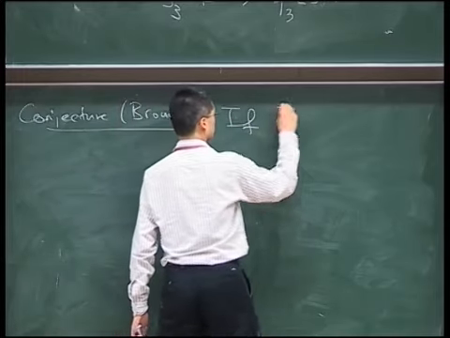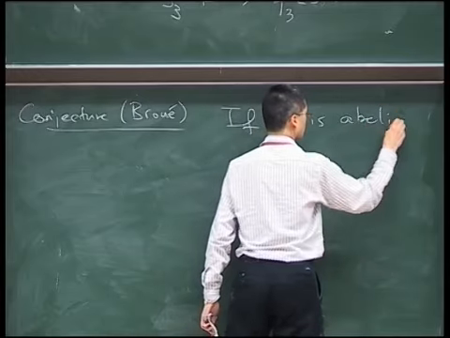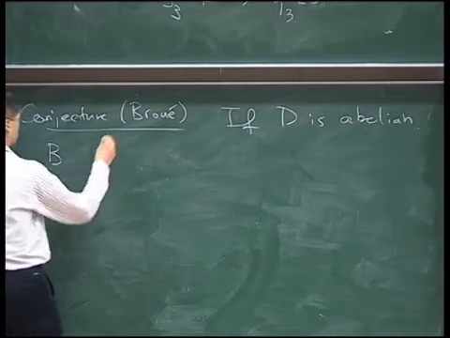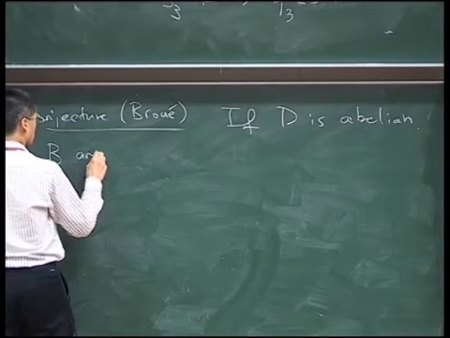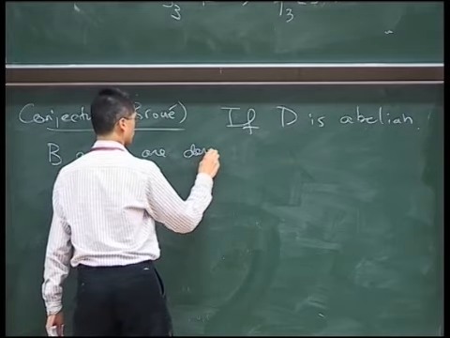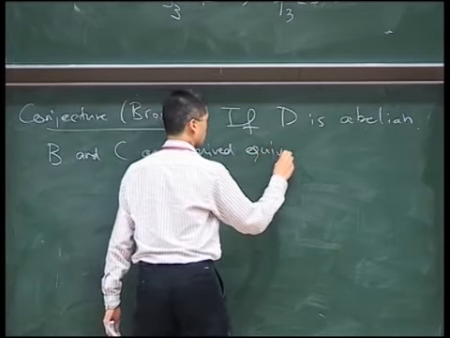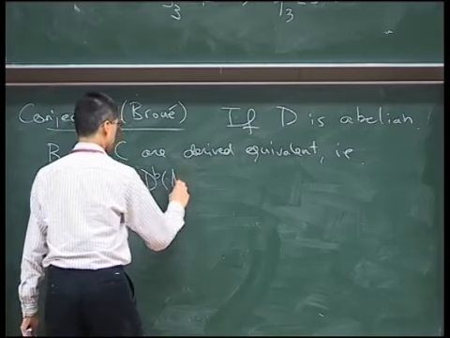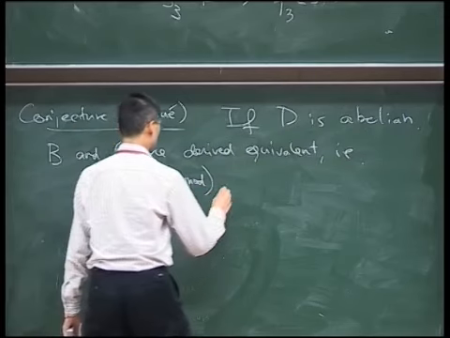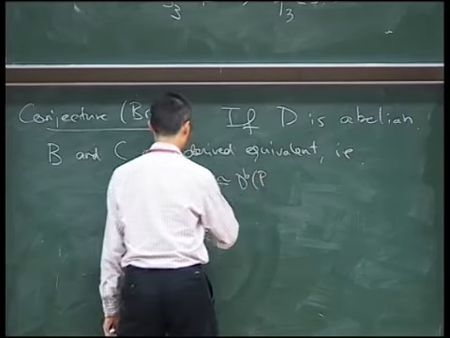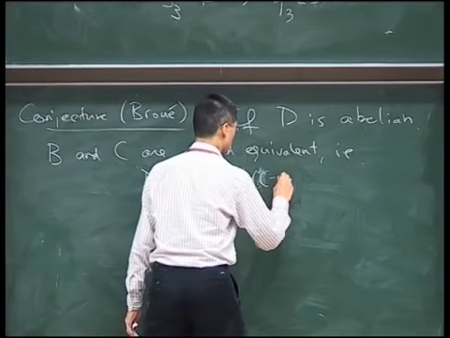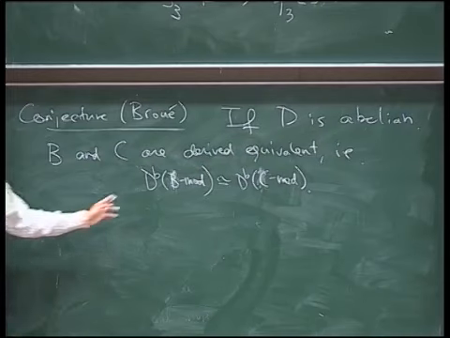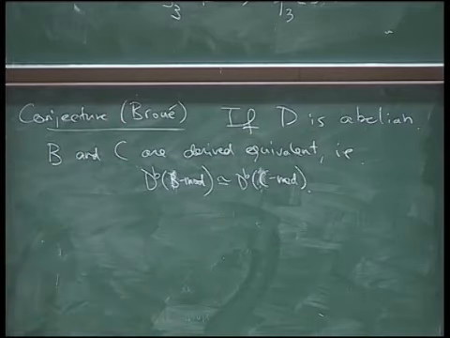Okay, under the same assumption that the defect group is abelian, a block and its Brauer correspondent should be derived equivalent, i.e. there's an equivalence of triangulated categories of the derived categories of the two algebras.